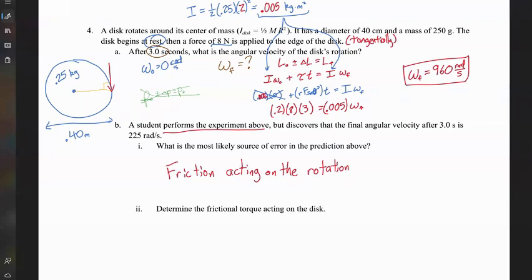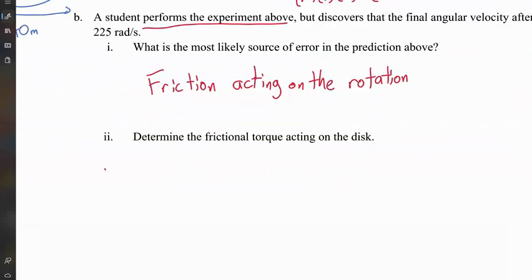And number 2 of this part, determine the frictional torque acting on the disc. Well, I want to take a quick peek at this expression we set up above: I omega naught plus the torque times time is equal to I omega final. When we only have one torque acting on our system, this is pretty easy. But now we have 2 torques. We have the torque applied from the 8 Newton force, and there's some sort of frictional torque acting on this rotation that's just slowing us down.